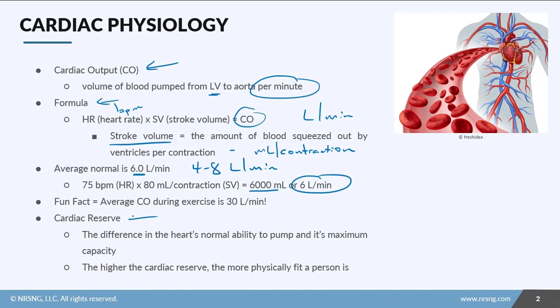And one other thing that we need to look at is this thing called cardiac reserve. And basically, when we go from a normal heart rate to like the fight or flight response, it's the difference in the heart's normal ability to pump and then its maximum capacity. So if we have to go from normal heart rate and all of a sudden we get really excited and we have to do some sort of strenuous activity, it's the ability for the heart to go from that normal ability to pump to its maximum capacity. This becomes a problem with people that aren't physically fit. They can't keep up with that response. So the higher the cardiac reserve, the more physically fit a person is.